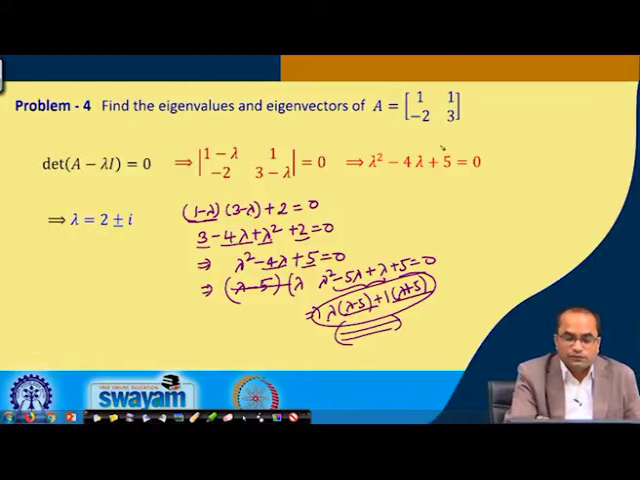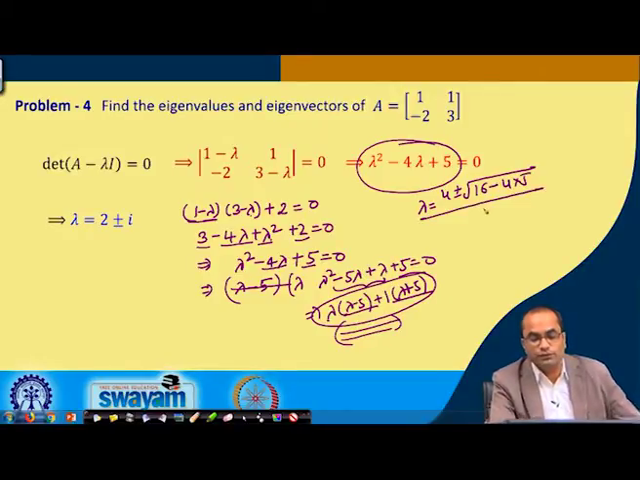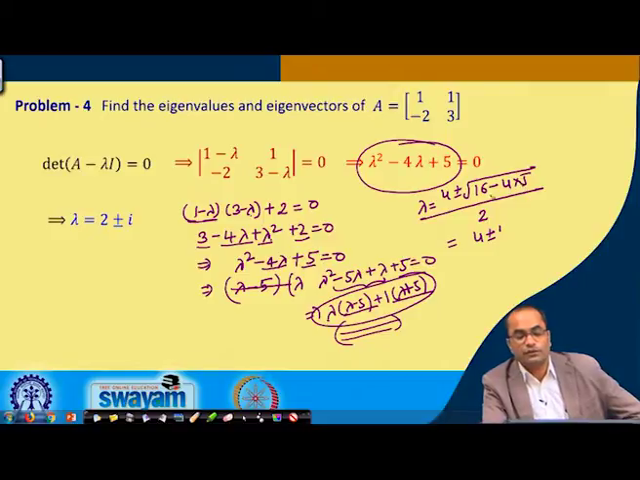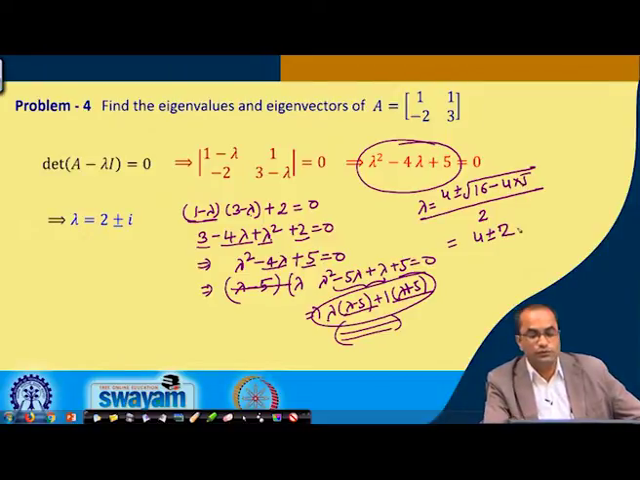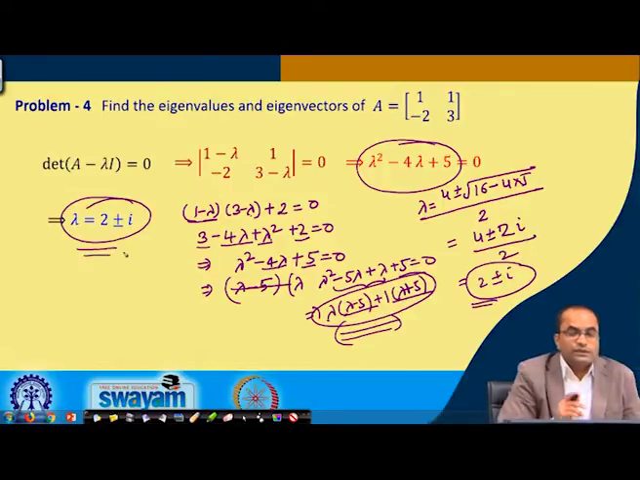So, when we solve this equation for lambda, it is a quadratic equation, so we can easily do that. Lambda equals minus b plus minus square root of b square minus 4ac, divided by 2a. So this is 4 plus minus 2i, divided by 2. So this is 2 plus minus i, which are the eigenvalues here. So there are 2 eigenvalues.